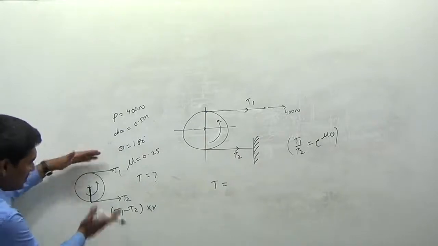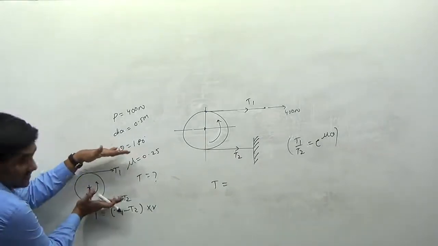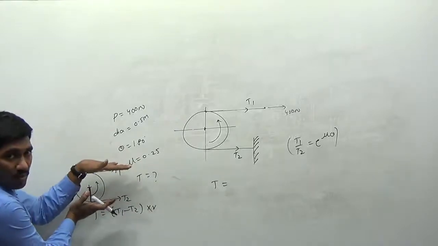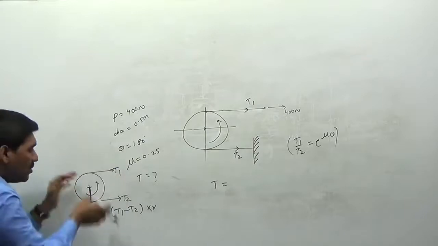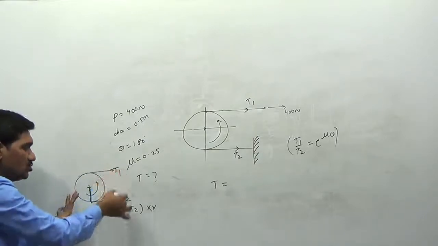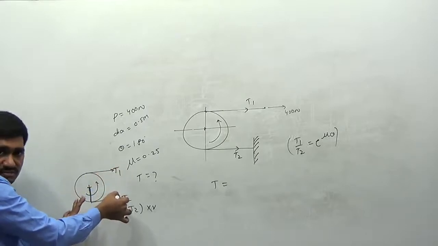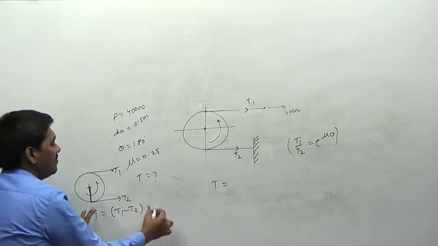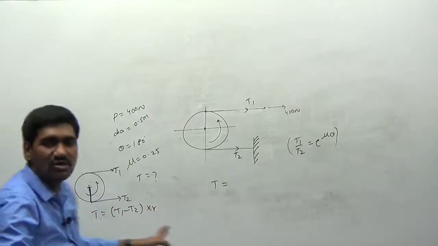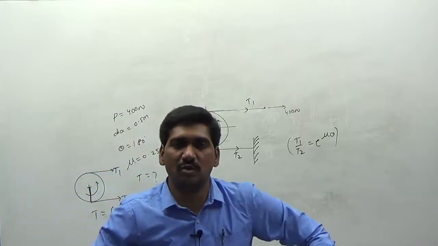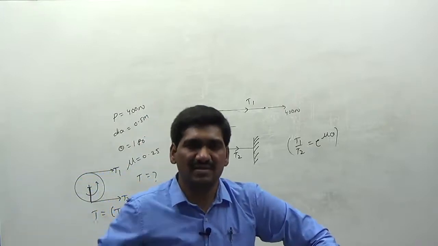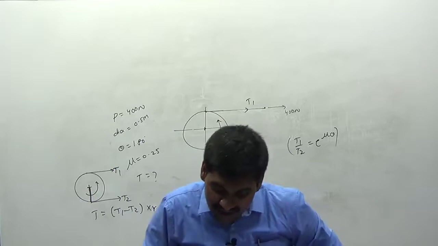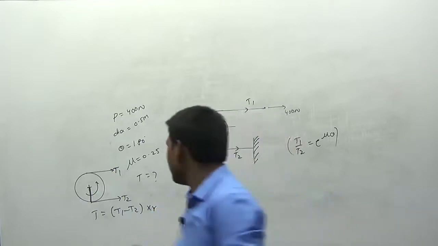Actually, this is the tight side, this is the loose side here. We are applying the force in this direction. The net torque acting on the body will be equal to force multiplied by the distance. What is the net force acting on the body? It is T1 minus T2, multiplied by the radius r. The torque acting on the body is friction multiplied by the radius, but in this case it is belt friction. Therefore, I can say this is T1 minus T2 into R.